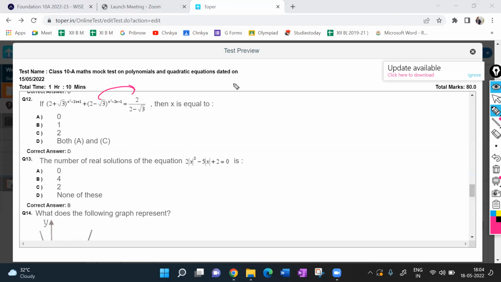Sir, 2 plus root 3 is the reciprocal of 2 minus root 3. On the RHS, we have to do it like Bhargav said, sir. Let's assume 2 plus root 3, and 2 minus root 3. See, but look at it here. 2 plus root 3 is equal to some T, you take T. And then the rationalization of this thing is what?